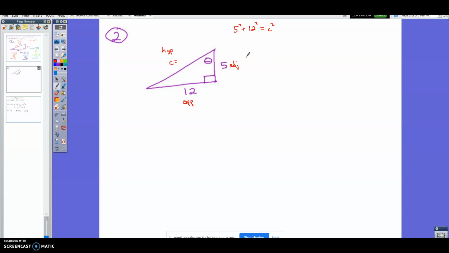So that equals c squared. So that is 25. That is 144. And we have c squared. If we add those two numbers together, we get 169 equals c squared. So then we take the square root of both sides. So we have plus or minus 13 equals c, and we ignore the negative.